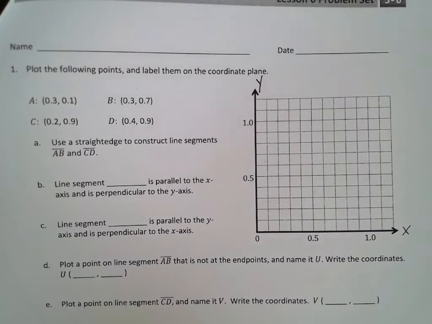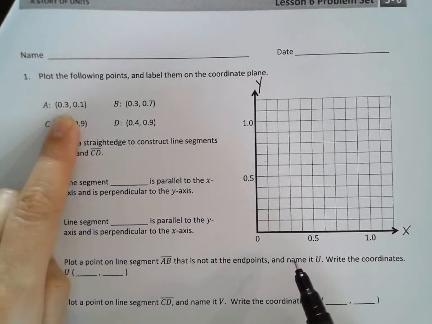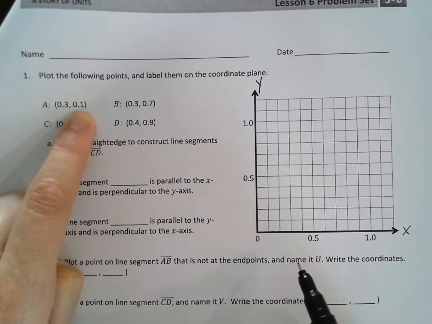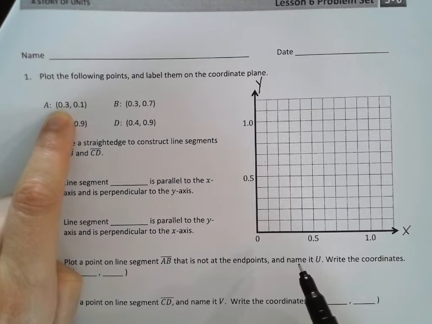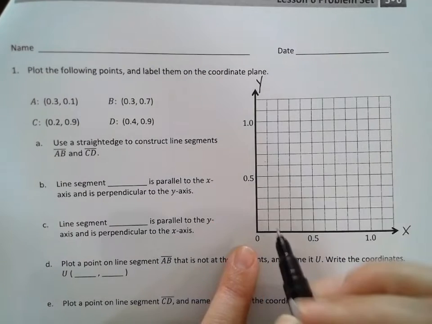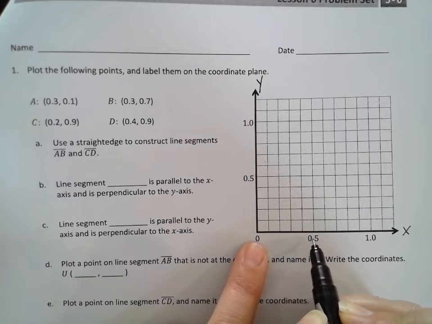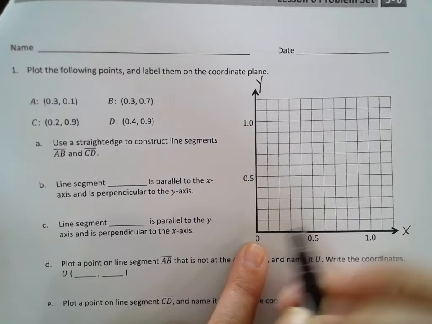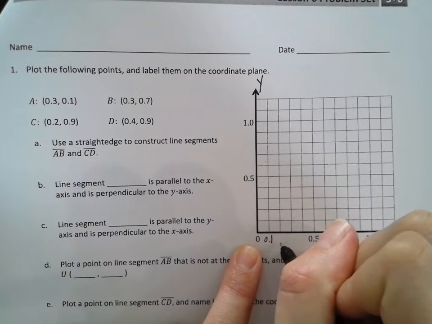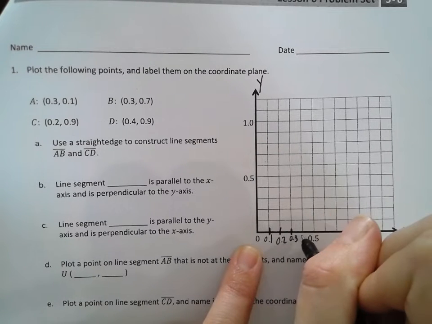So we're going to plot point A, which says 3/10 and 1/10. Okay, so of course I'm reading these decimals correctly. We're not going to say 0.3 and 0.1. This is 3/10 and 1/10. So we always start at our origin and we travel on the x-axis first. So if this is 5/10, this is going to be 1/10, 2/10, 3/10, 4/10, and then you have 5/10.